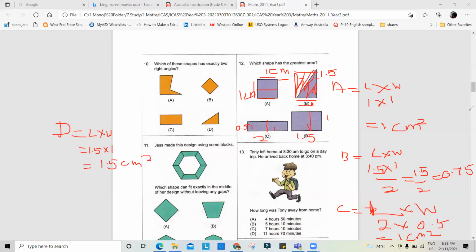Then if I tell the answers, now A is 1 centimeter squared, B is 0.75, C is 1 centimeter squared, D is 1.5. Then out of these numbers, which one is the biggest? The D. D, exactly. D is 1.5. But by looking with your eye, without doing this calculation, you can see that has the biggest area. Is that right? Yes. Then without doing this calculation, you can do it.